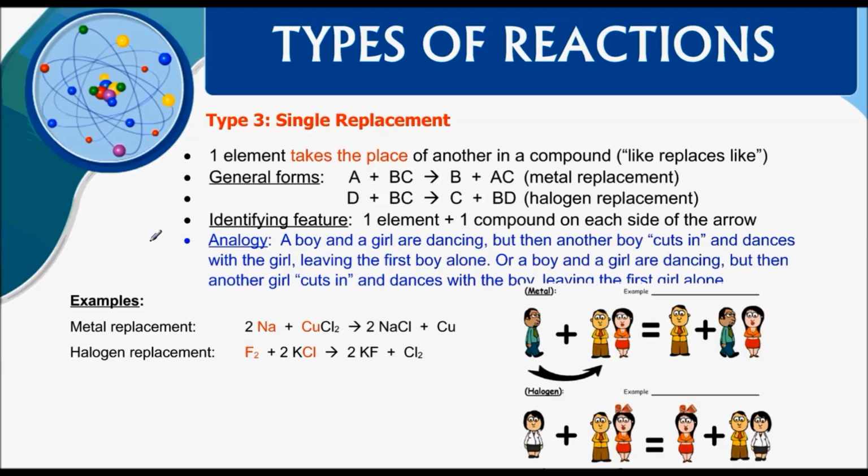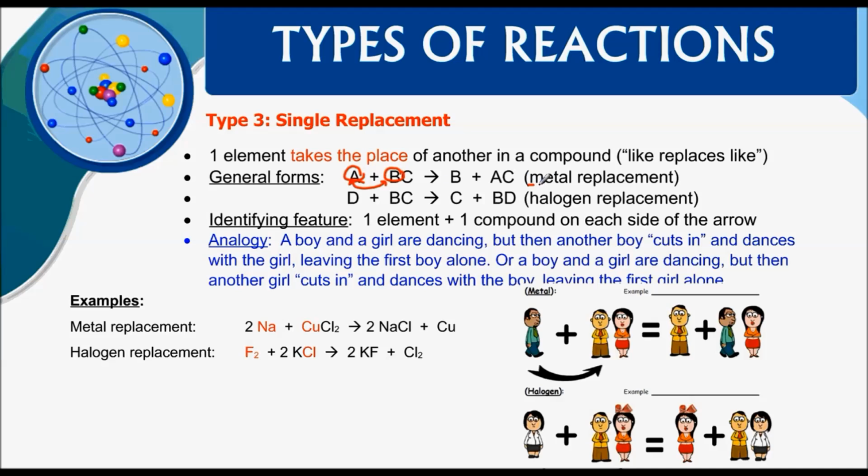Okay, our third type of reaction is single replacement. In this situation, one element takes the place of another in a compound. And notice I've written here like replaces like. So what does that mean? Well, if you look at our general forms, I've got A plus BC. So this is a single element plus a compound. Reacts to form B plus AC. So what happened here is that A and B actually switched places, okay?